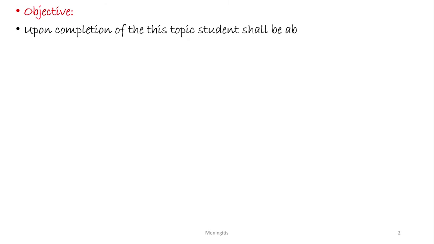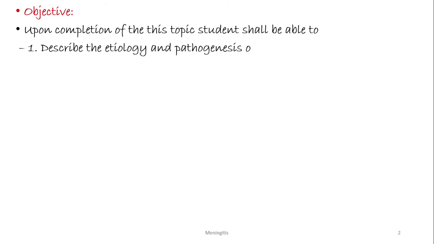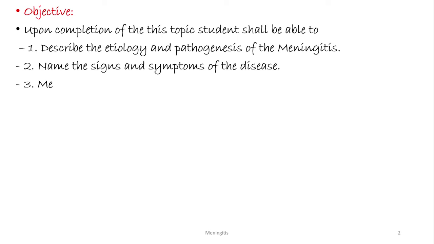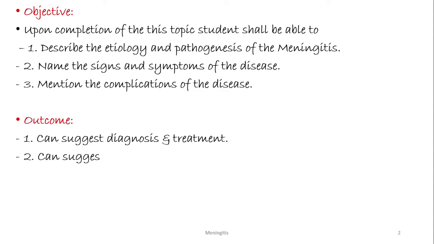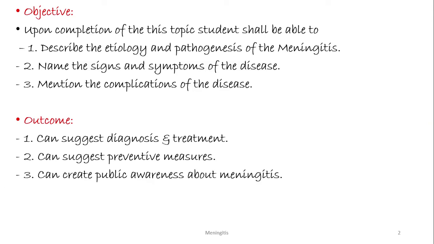The objective of this topic is that upon completion, the students shall be able to describe the etiology and pathogenesis of meningitis, name the signs and symptoms of the disease, and mention the complications of the disease. The outcomes are that the student will be able to suggest diagnosis and treatment, suggest preventive measures, and create public awareness about meningitis.